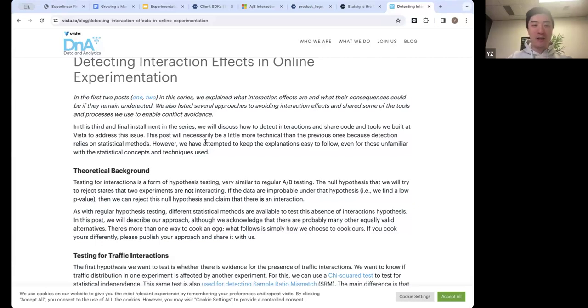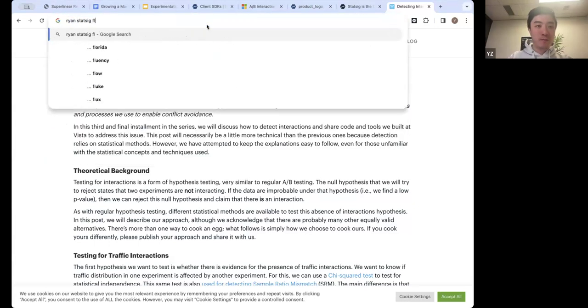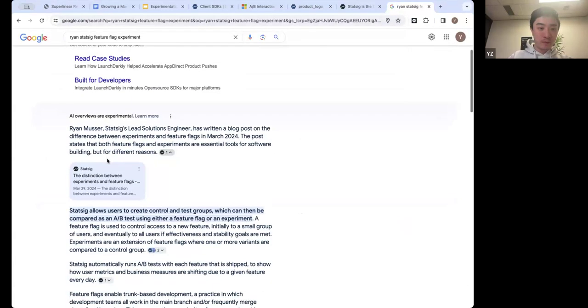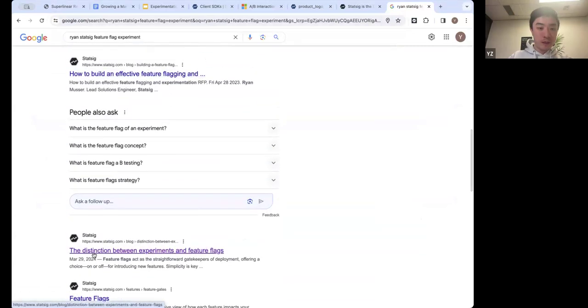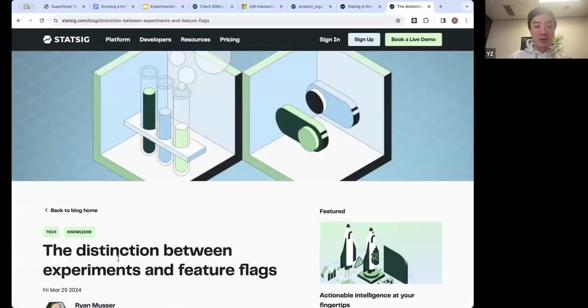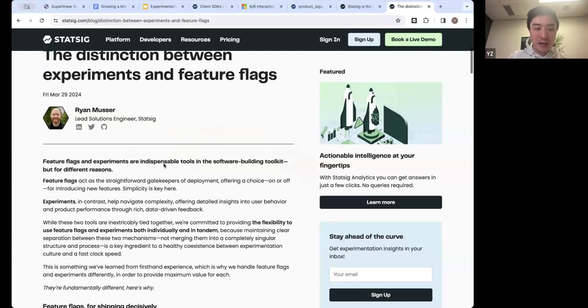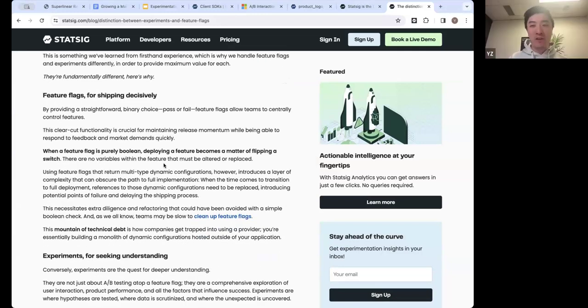I think Ryan has an article about this as well. Yeah, the distinction between experiments and feature flags. Sid will send all these articles afterwards. Then talk about when you should use one versus the other.